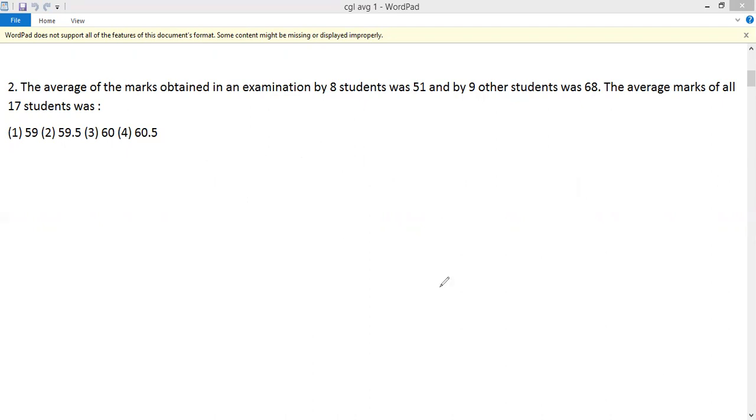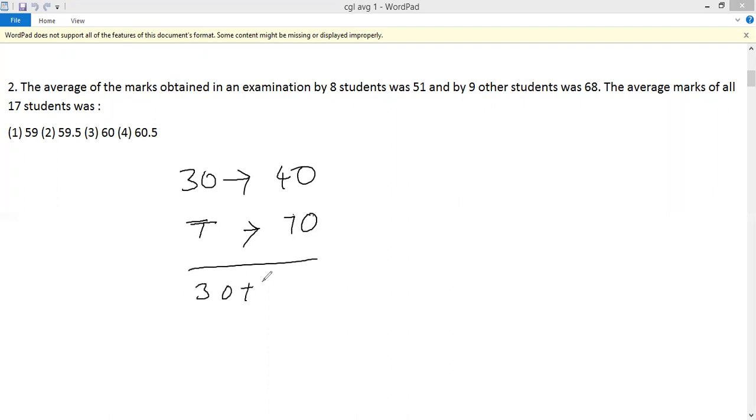Same, like I will tell. 30 students are there, and the average is 40. One teacher is added, and his age is 70. Then what is the average of all these 30 students plus the teacher's age?